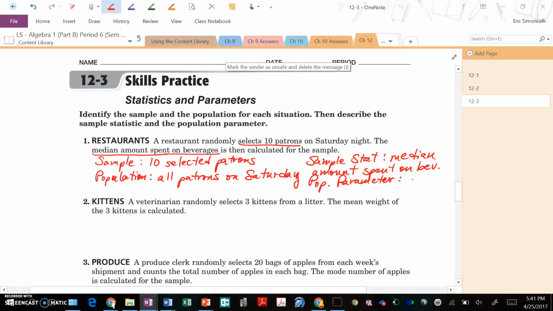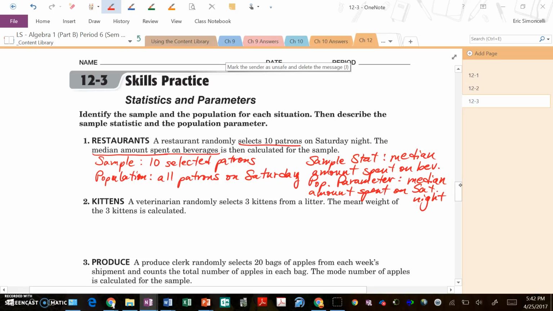we're going to go ahead and break that down as similar to the sample stat, but a little bit larger, of course, the median amount spent on beverages on Saturday night. So it's really the same type of thing we're looking at, except it's a larger perspective. The median amount spent on Saturday night. So that speaks to problem number 1.